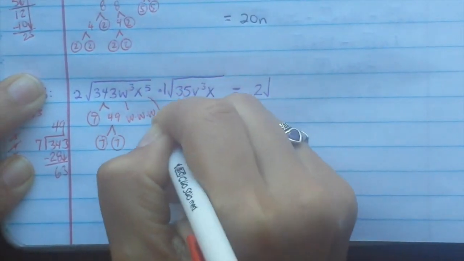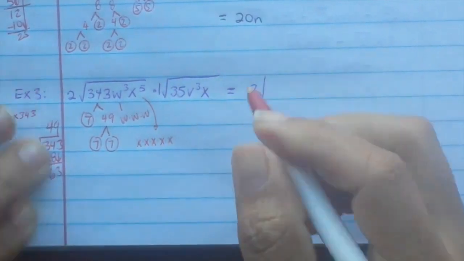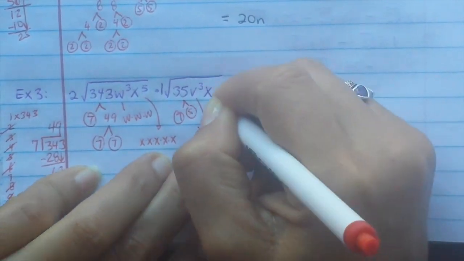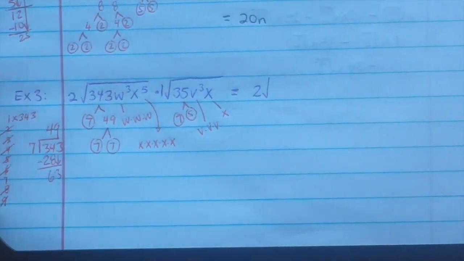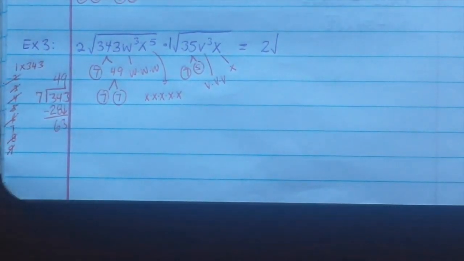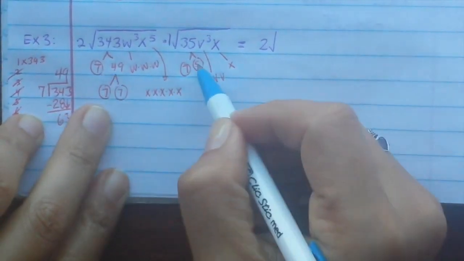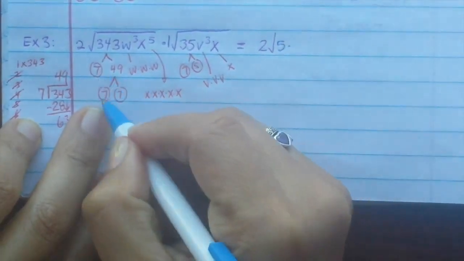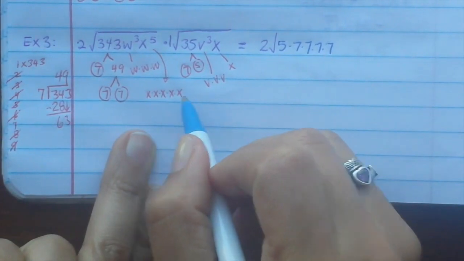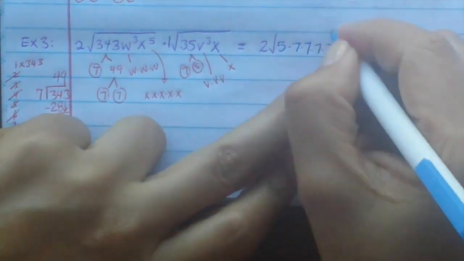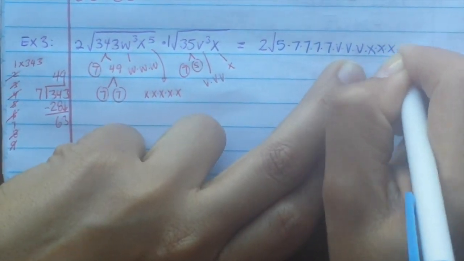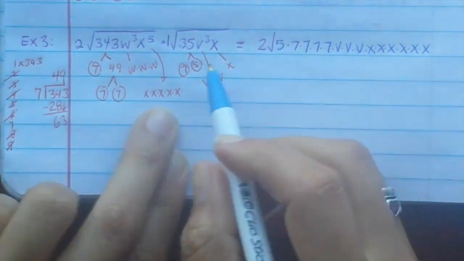How many W's do I have? 3. How many X's do I have? 5. And then on the other one, break down 35, 7 times 5. How many V's do I have? 3. And how many X's do I have? 1. Now we're going to put that under one radical in order. So we have a 5, 4 7s. And the letters don't really matter the order, but you can put them in order too. All right, so let's write 3 V's, 5 X's, and 3 W's.